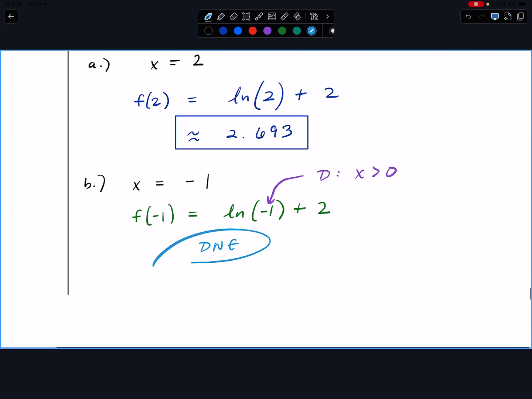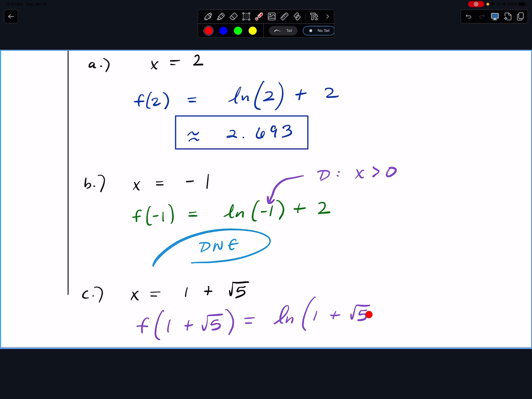Okay, let's do a weirder one. C. So this is my x value, so that goes into my parentheses. So f of 1 plus square root 5 is equal to the ln of 1 plus square root 5. If you guys hit the right arrow, it'll get out of the square root, so that way you guys can close the parentheses. And then take that and add 2.